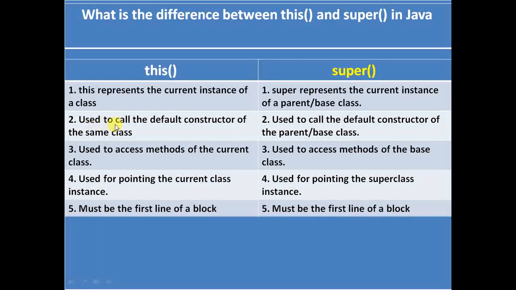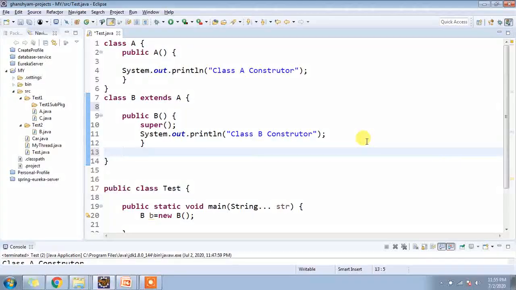Number 2, this is used to call the default constructor of the same class, while super is used to call the default constructor of the parent or base class. So let's see this practically: how you can call the current class default constructor by using this, and the default constructor of the super class by using super. You can call the super class constructor by using super then parenthesis.